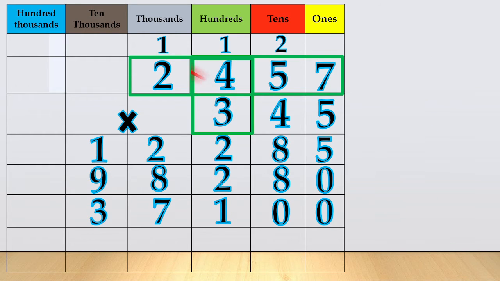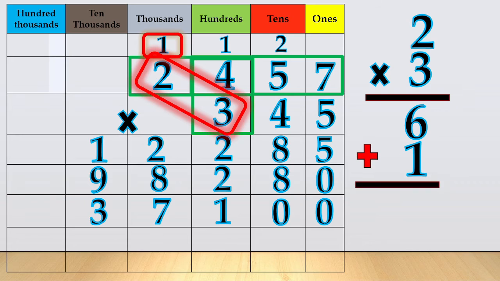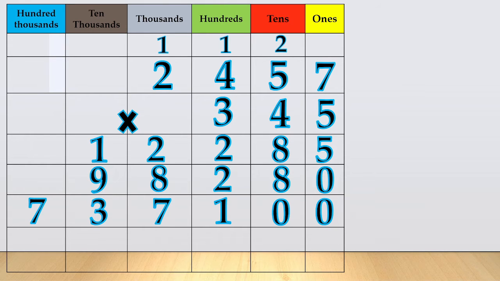Now, multiply 2 times 3. 2 times 3 is equal to 6. Add the 1 that we have carried over. So, 6 plus 1 is equal to 7. Now, we are going to add all the 3 partial products to obtain the final product.